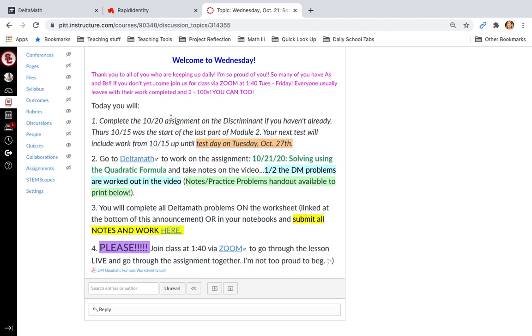Today, if you have not completed the discriminant activity from yesterday on 10/20, please go ahead and take care of that. Your test will be Tuesday, October 27th, so that will be next Tuesday. So we are finishing up with this lesson today for the unit, and we will be doing more practice and preparation Thursday and Friday, reviewing Monday, and testing Tuesday. So if you are behind on your assignments, please catch up. They go back to last Thursday, the 15th, which was the start of the last part of Module 2.